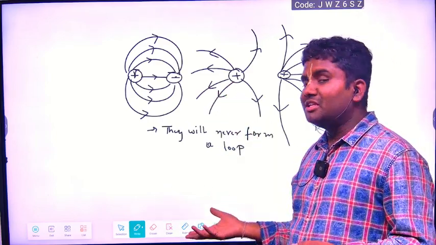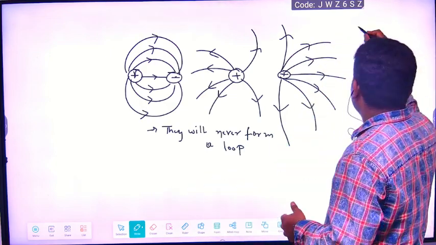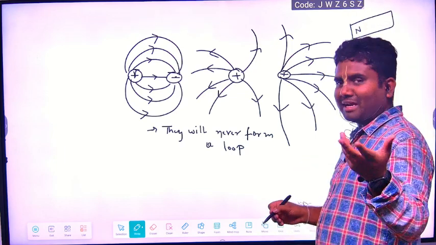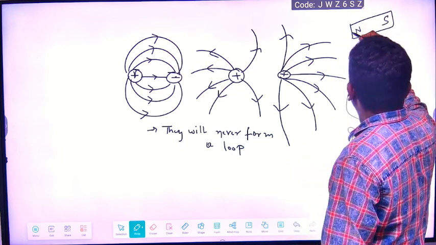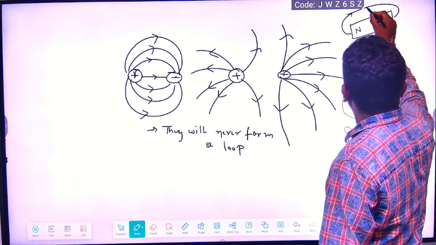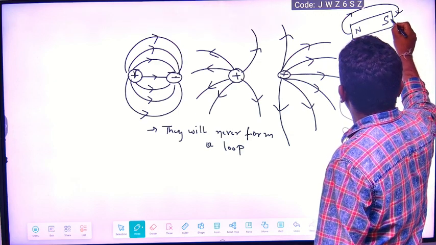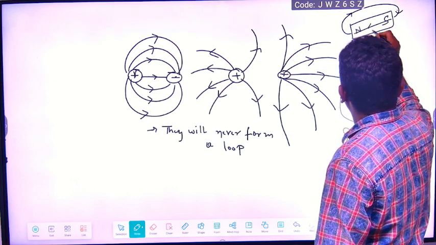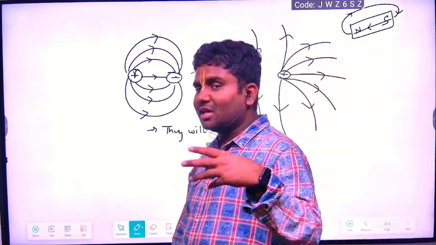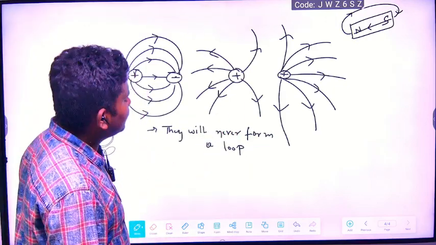But in the case of magnets, it will be there, because in magnets, what happens? The north pole of the magnet is a source of magnetic field lines, and the south pole is the end. Outside the magnet, magnetic field lines move from the north pole and end at the south pole, but inside they start from the south pole and end at the north pole. That's why you see it making a complete loop. So magnetic field lines form closed loops, but electric field lines will never form closed loops.